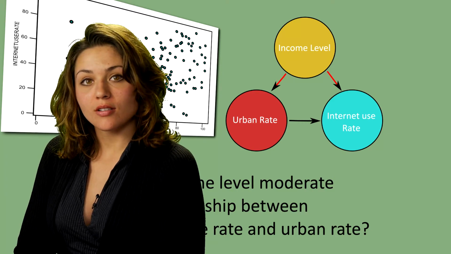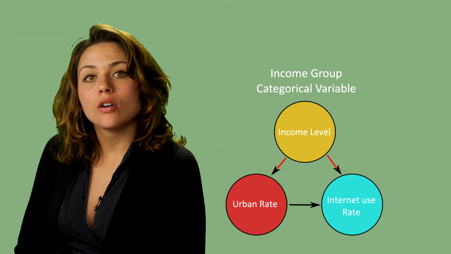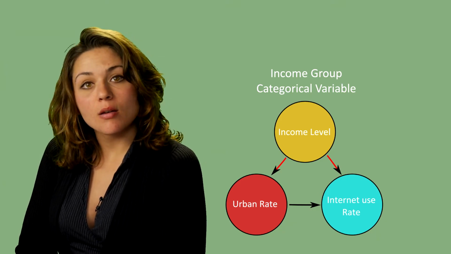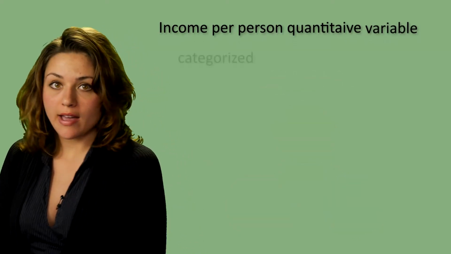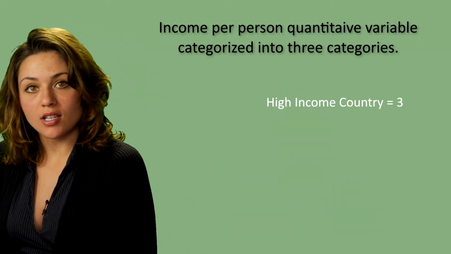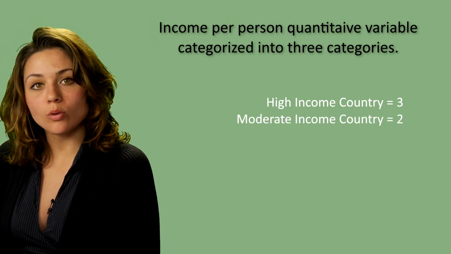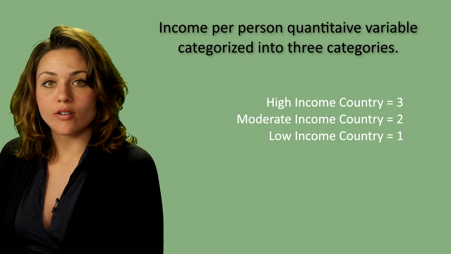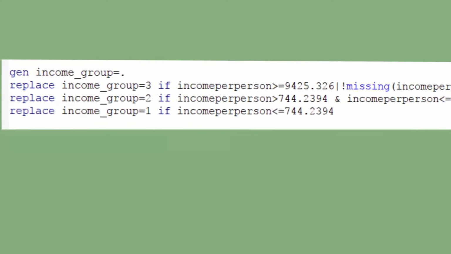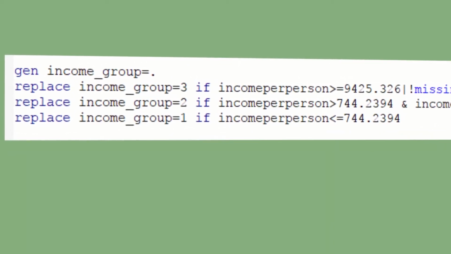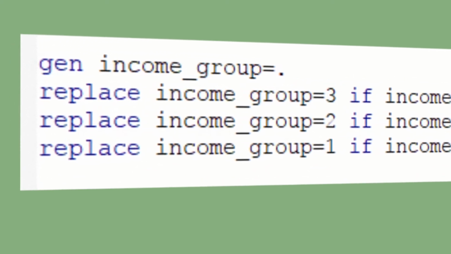To explore this question, we've created a third variable called income group, which is categorical. For this new variable, the income per person variable, which is quantitative, was categorized as a high-income country given a value of 3, a moderate-income country given a value of 2, and a low-income country given a value of 1. The adjustments we make with the correlation coefficient are very similar to the adjustments that we made to our ANOVA syntax and our chi-square syntax when testing moderation.